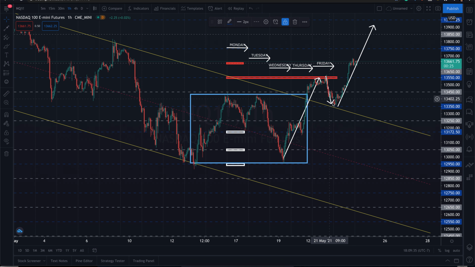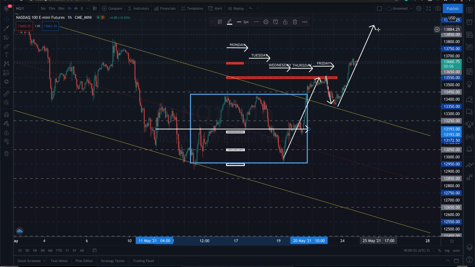We can use this leg. This is the ABCD move. And we can use this leg to project our targets for tomorrow's session. This is very, very important to understand: how we go from downtrend to a trading range, and then we break out.